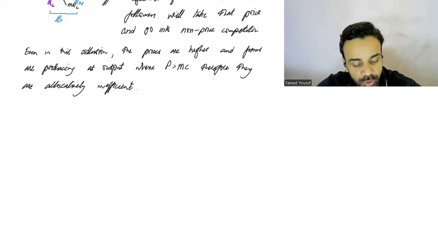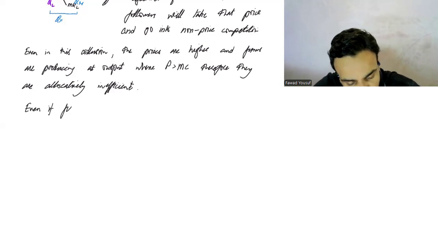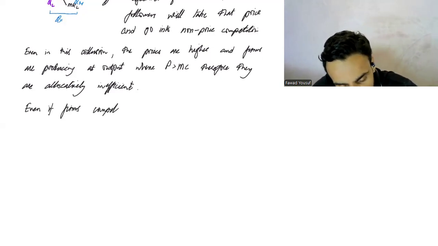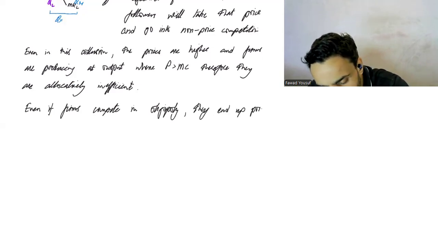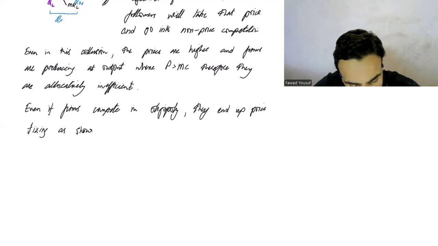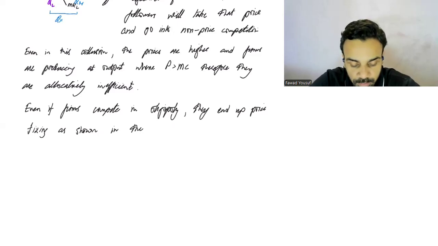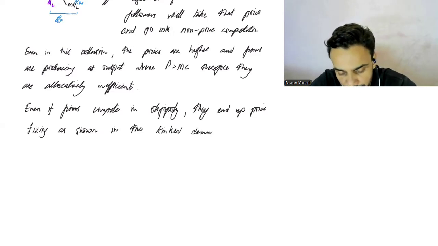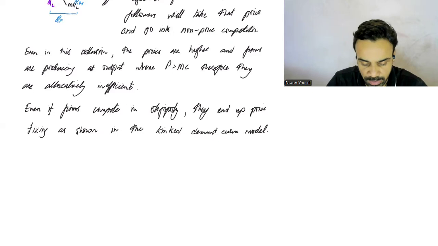So I want to talk about that also because I find that interesting that even if firms compete in oligopoly, they end up price fixing as shown in the kinked demand curve model. सो इसका एक ग्राफ बनता है हमारा.